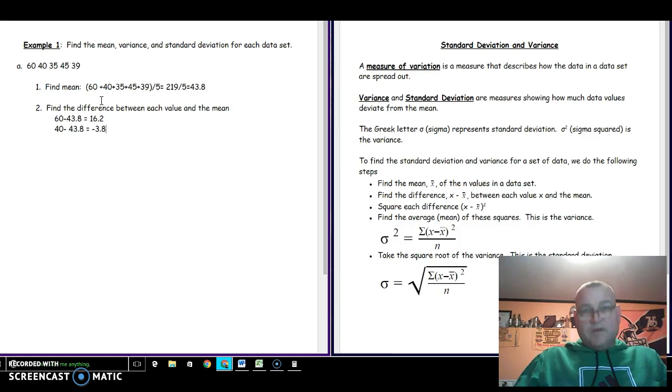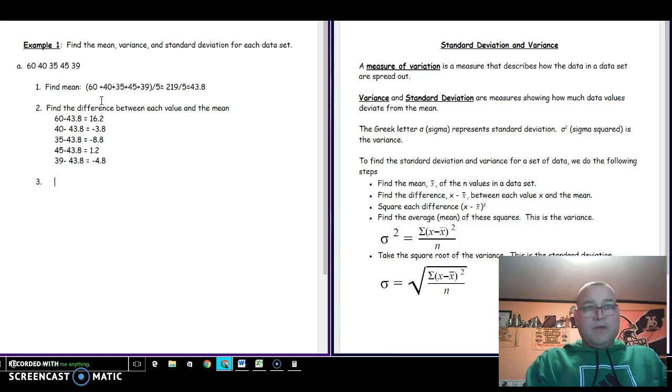Sorry guys, this is kind of hard to type and do this at the same time. 35 minus 43.8 equals negative 8.8. 45 minus 43.8 equals 1.2. And finally, 39 minus 43.8 equals negative 4.8.